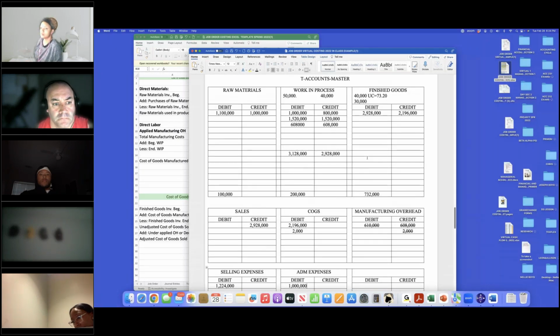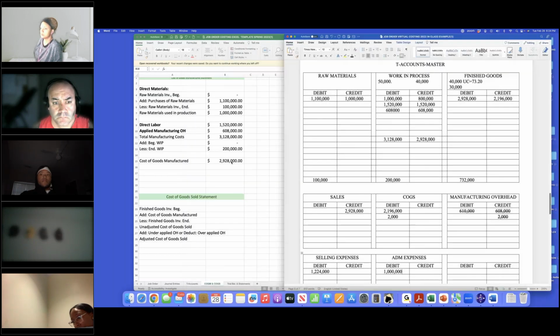So the answer to this is always this number that you transfer from work in process to finished goods. So when you get the T accounts done, you got the answer. Whatever you transferred, that's the answer. You got to work your numbers back to that answer. Okay? Any questions?